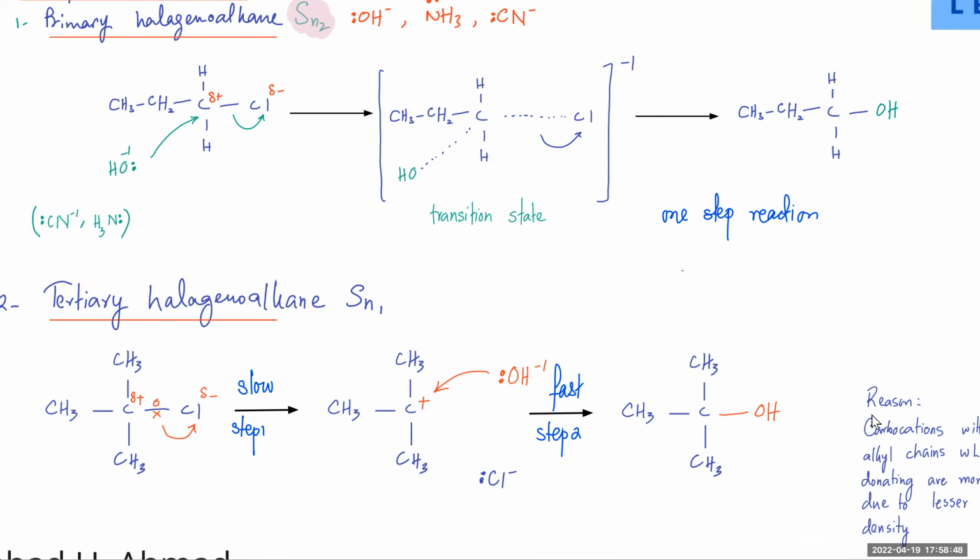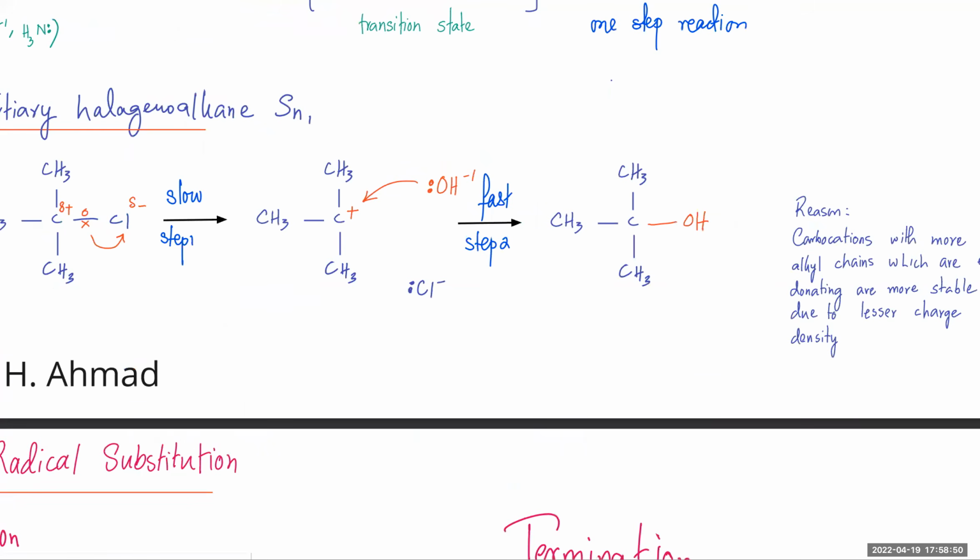So you're going to write this. This is the reasoning that carbocations with more alkyl chains are more stable because they've got more electron donating alkyl chains. So that's just a simple 1-mark reasoning. So carbocation with more alkyl chains, which are electron donating, are more stable due to lesser charge density. That's it.